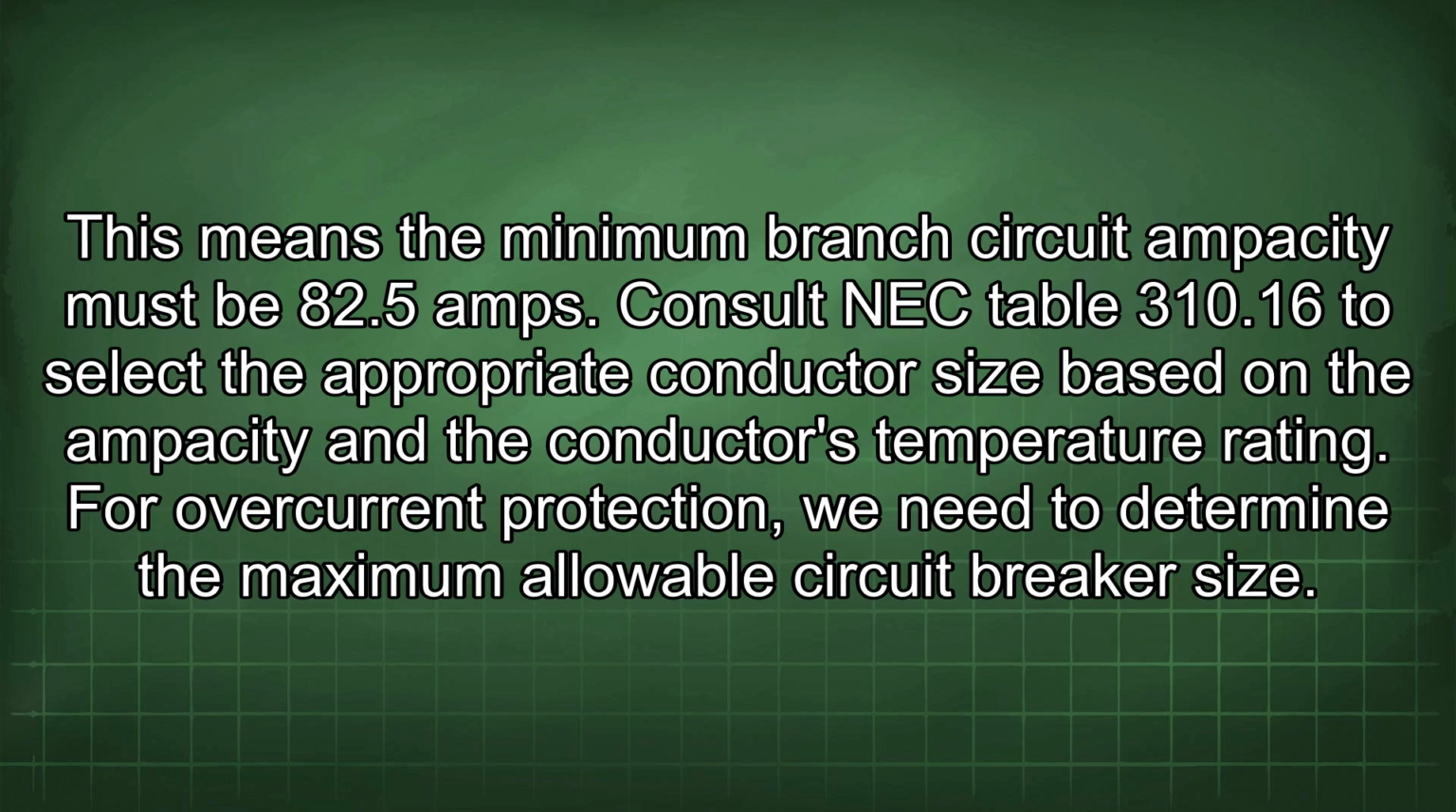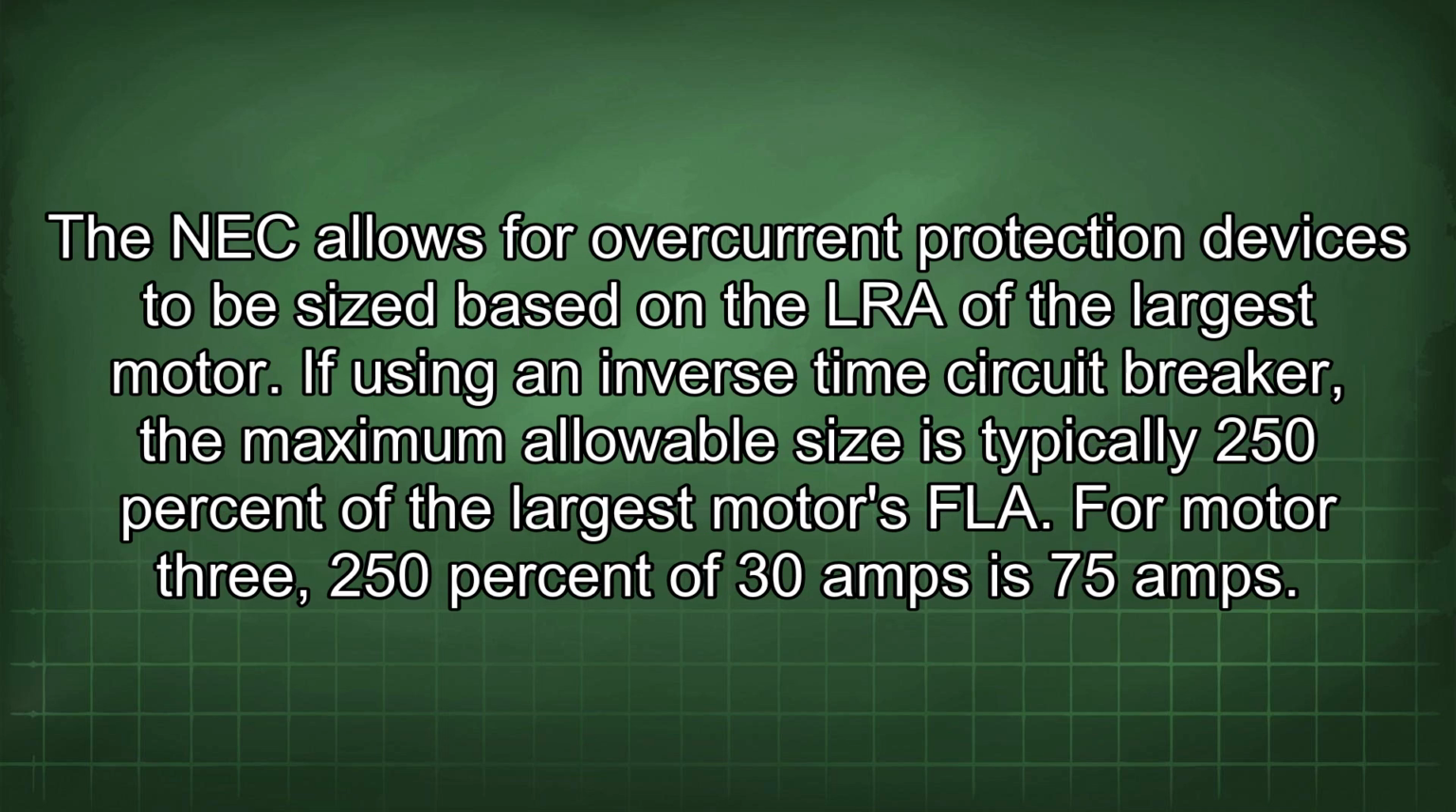Consult NEC Table 310.16 to select the appropriate conductor size based on the ampacity and the conductor's temperature rating. For overcurrent protection, we need to determine the maximum allowable circuit breaker size. The NEC allows for overcurrent protection devices to be sized based on the LRA of the largest motor. If using an inverse time circuit breaker, the maximum allowable size is typically 250% of the largest motor's FLA. For motor 3, 250% of 30 amps is 75 amps.